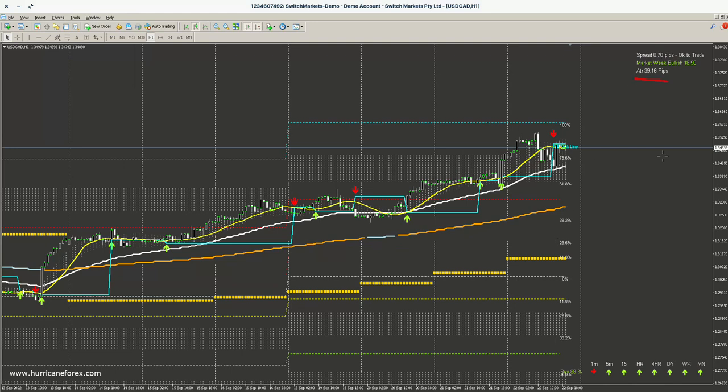Then you've got this new thing. This is ATR in pips. That's useful if you want to set a trailing stop. So you set your trailing stop to 391 because the trailing stop is actually in points. So you just divide it by 10 in your head. So the ATR for this pair is 39.1 pips.